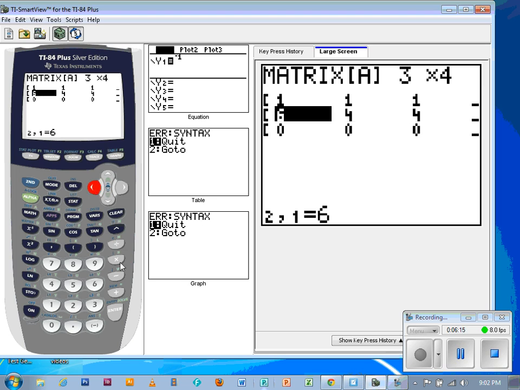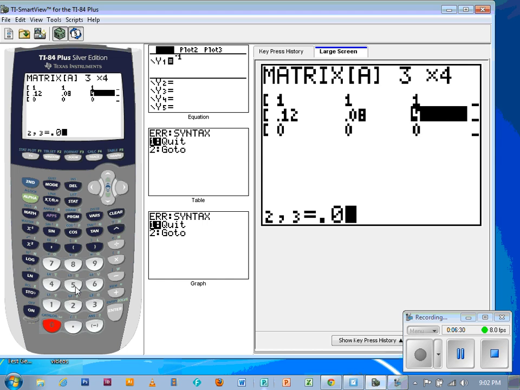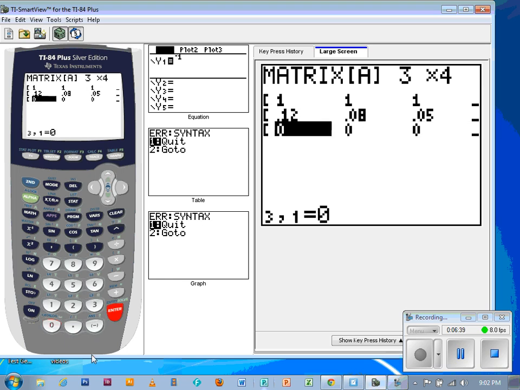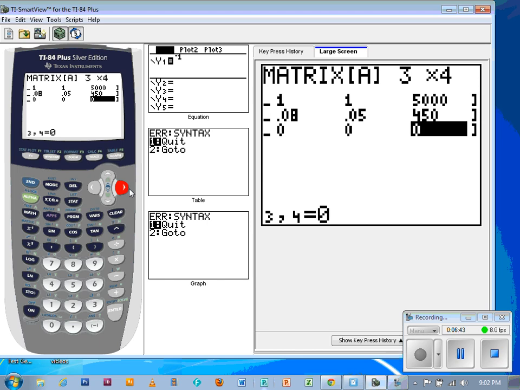Now we're in row 2, and this is our interest accumulation, 0.12. So 12%, 0.08 was our 8%, 0.05 was our 5%, and then we had a $450 total of interest earned. And don't forget to enter, so it pops up there. Let's make sure it's there, because it does erase. It's there, but you just don't see it. It doesn't have space to show all 4 columns. So we're looking good so far.